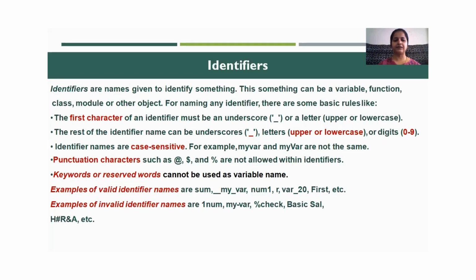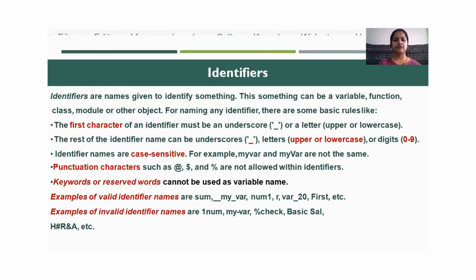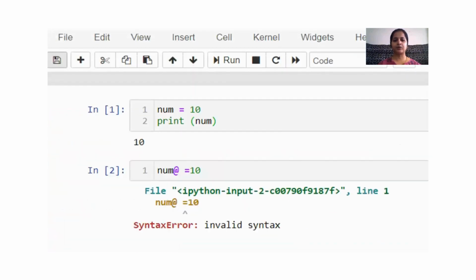So we will see the examples in the form of a program. Here I have taken a variable num and I am displaying it. So num is a variable and 10 is the variable value. So 10 is assigned to the variable num.